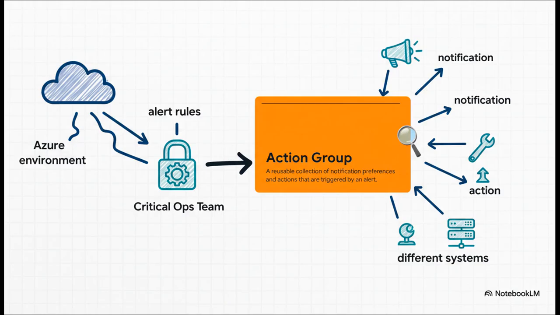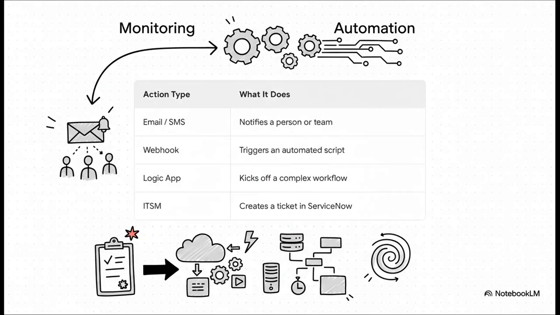And that then do this part, that's handled by something called an action group. What's so cool about these is that they're reusable. So you can set up one action group for your, say, critical ops team just once, and then attach that same group to hundreds of different alert rules. It's super, super efficient. And we're not just talking about sending an email or an SMS here.